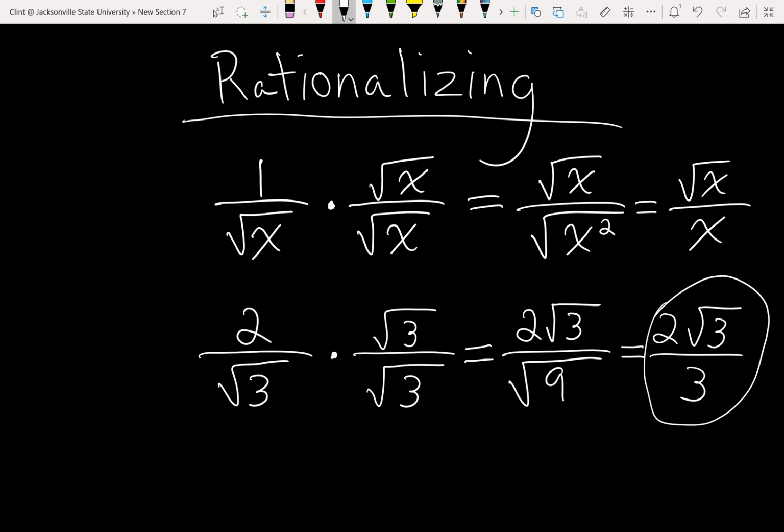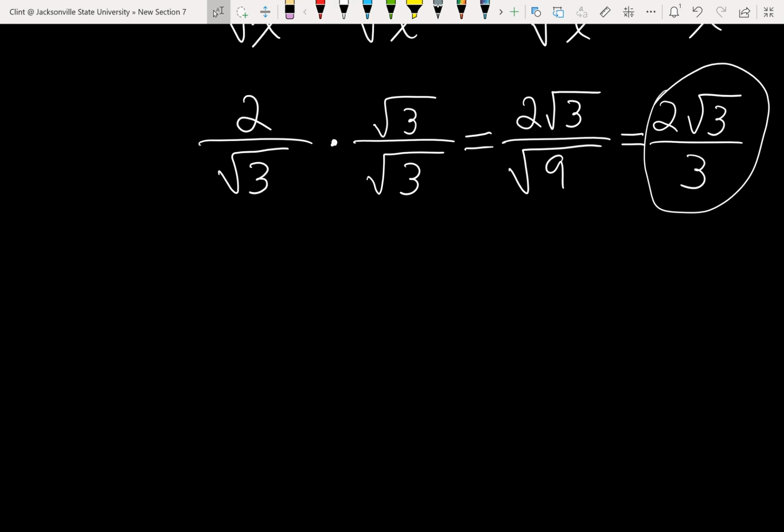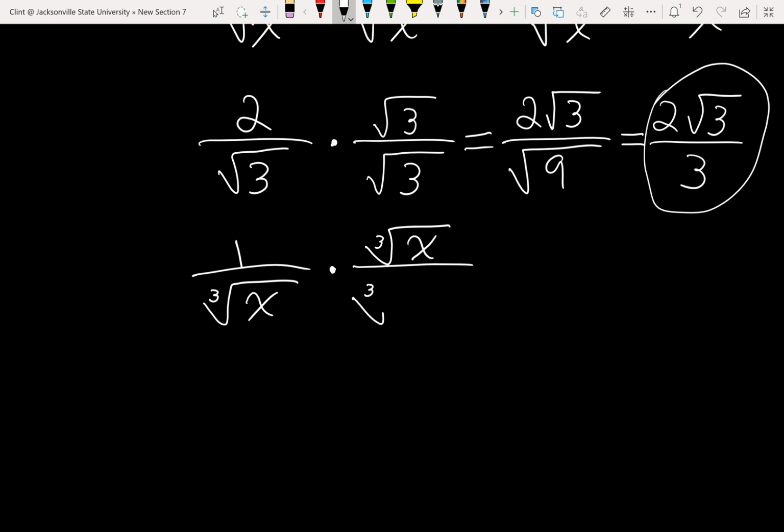Okay. What about if you have something that's not just a square root? We have something like 1 over the cube root of x. Well, same trick, we're going to multiply by something over itself, but what do we need to multiply x by so that we can get it out from underneath the cube root? Think about that for a second. You try just cube root of x. That's not going to work because we're going to get cube root of x squared. So what do we need to do? We need to increase our exponent here. That way we end up with 3 x's.